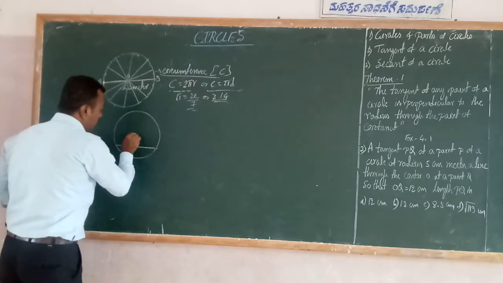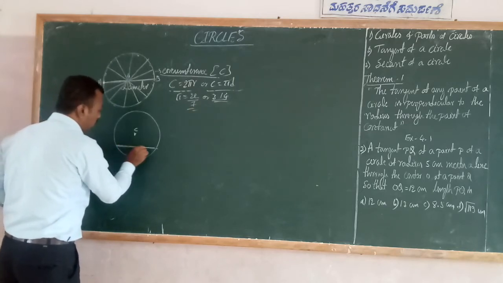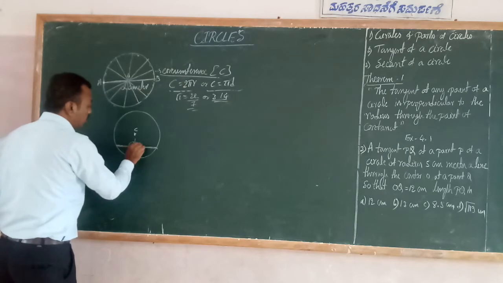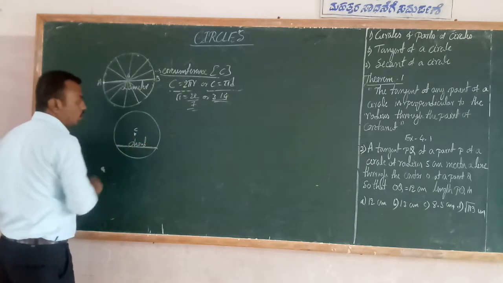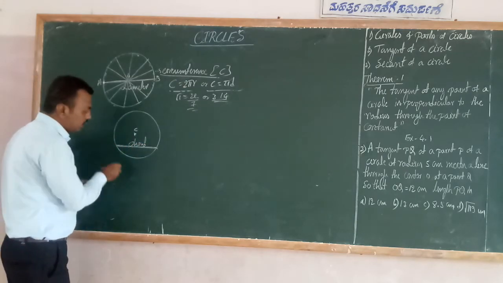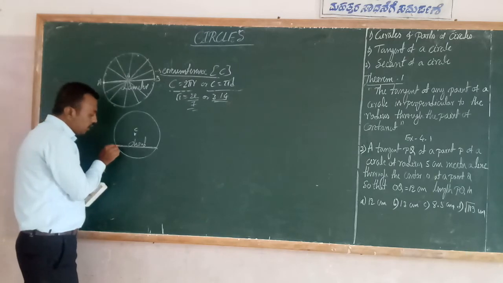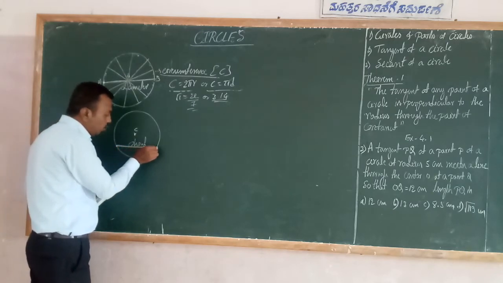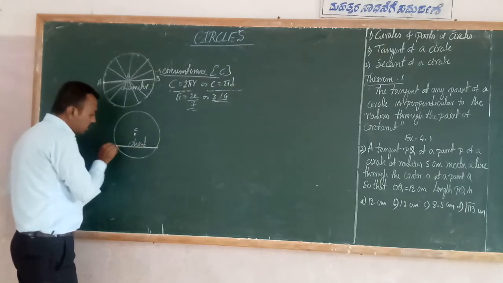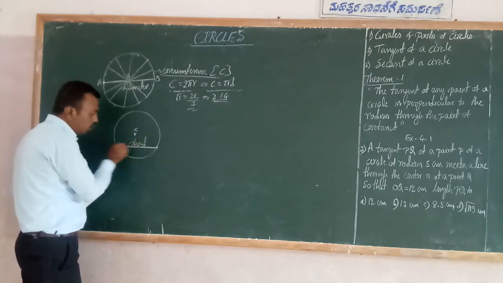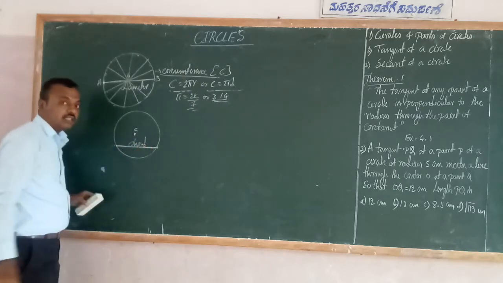Yes, this is the center of the circle, and what do we call this one? Chord. This is called a chord. What do you mean by chord? A chord is very simple. The line segment joining any two points on the circumference of a circle is called a chord.